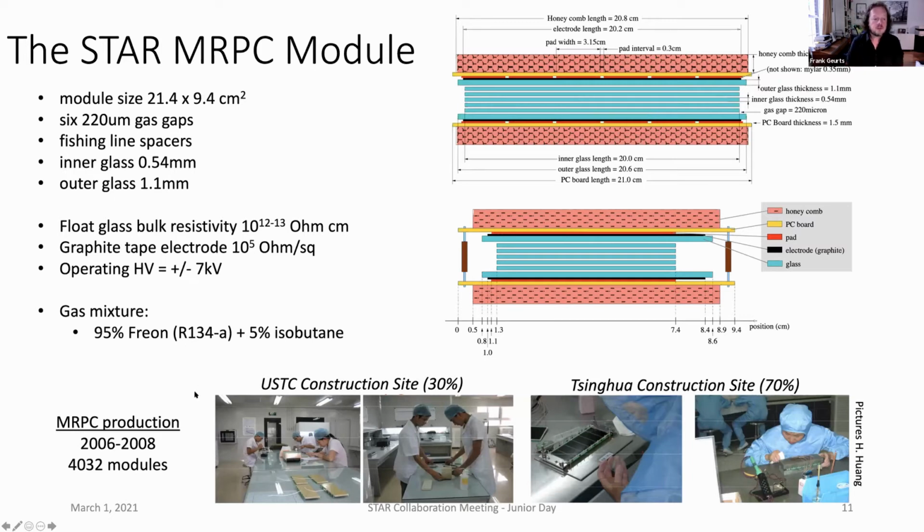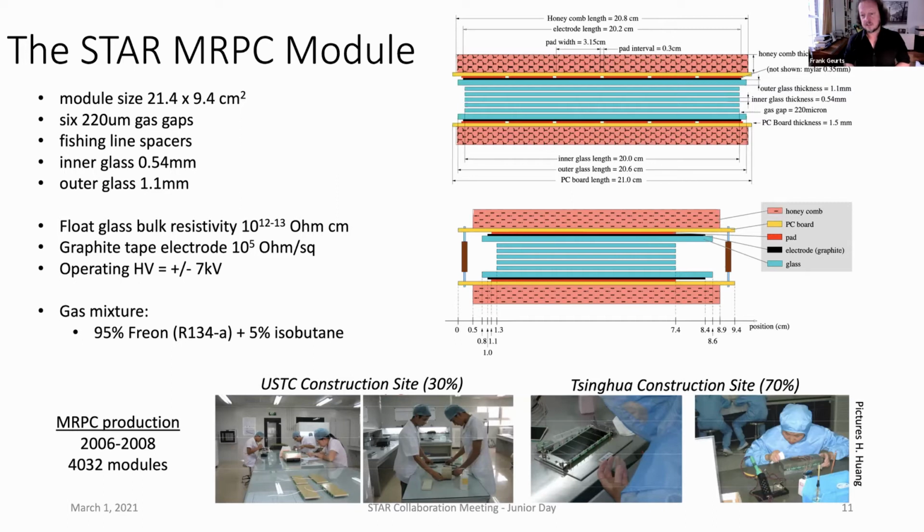For the STAR barrel timer flight, there were more than 4,000 modules necessary. And so the MRPC production took place at 2 sites, one at USTC and the other one at Tsinghua. You can see here some pictures from the construction, and you can see it's a little bit difficult, but you can see here a glass layer that's being held. You can see the pickup pads, and you can see here how between 2 bricks the gluing is taking place. About 30% of the MRPCs were constructed at USTC, and Tsinghua took care of 70%.